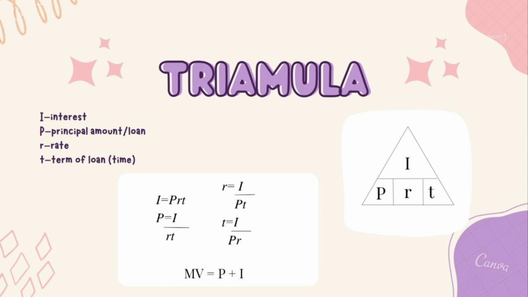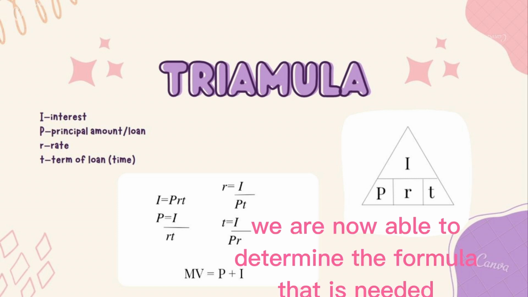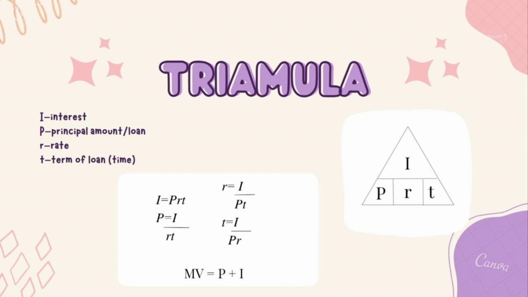In order to solve the interest, you'll need the triangle formula, or in short, the triamula. We have the interest, principal amount or loan, rate, and time. Using that triamula, I is equal to PRT, P is equal to I over RT, R is equal to I over PT, T is equal to I over PR, and MV is equal to P plus I.